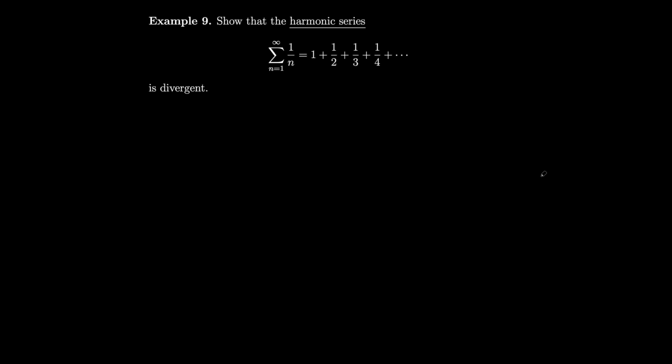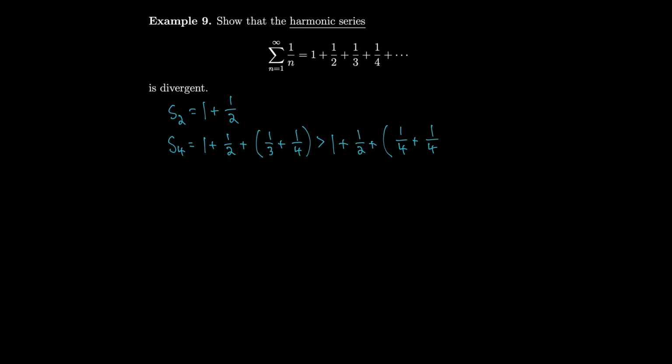So what I mean is take a look at S2. The sum after two terms. That's just 1 plus a half. Then take a look at the sum after four terms. That's 1 plus a half plus 1 third plus 1 fourth. I'm putting that in parentheses because I want to show that this is going to be greater than 1 plus a half plus a fourth plus a fourth. Because a fourth is smaller than one third. But a fourth plus a fourth is a half, so this is really just equal to 1 plus a half plus a half, which I'll write as 2 over 2 to preserve the pattern.